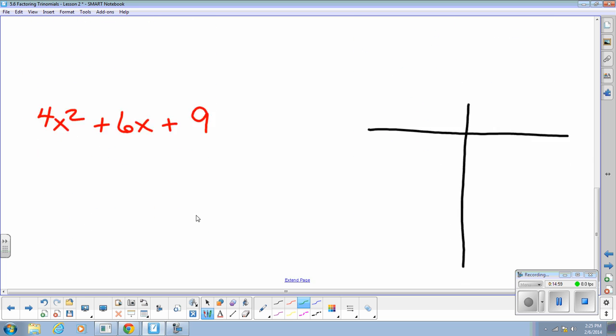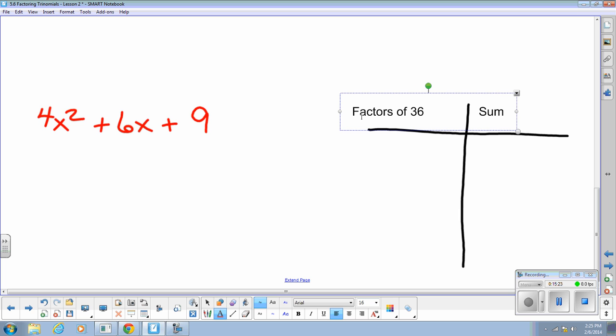Moving on to a third example here. 4x squared plus 6x plus 9. Okay, so if I look at that now, I know this middle term is created from all the factors of 9 and all the factors of 4. So we will take a look, and we have to have the factors of 36 that have a sum of 6. All right, so we're set on this. Let's start working with our factors.